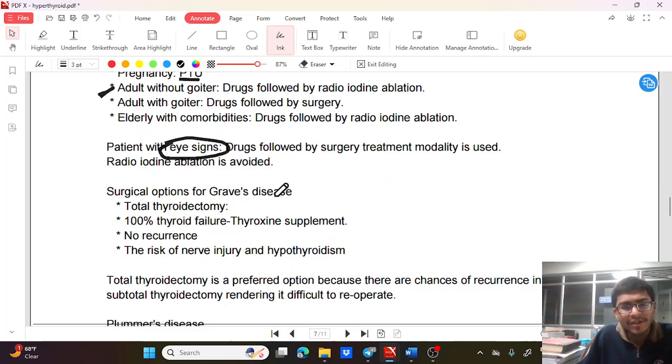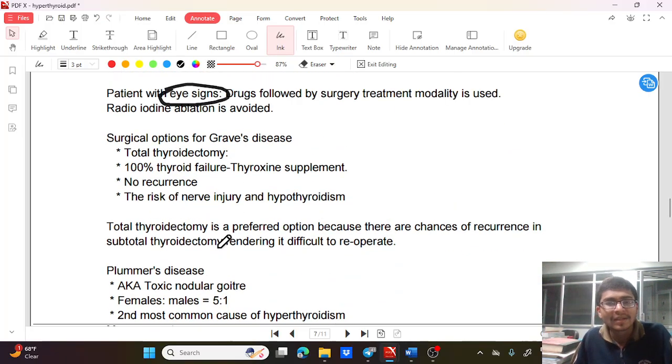So what surgery do we go for in Graves' disease? Generally we go for total thyroidectomy, although subtotal or near total thyroidectomy is also possible and used sometimes. But with total thyroidectomy there is less chance of recurrence, whereas in subtotal or near total thyroidectomy the chances of recurrence are more, and therefore it is avoided. After total thyroidectomy there will be thyroid failure, so we'll have to give thyroxine supplements. Also there will be risk of nerve injury and hypothyroidism after both total or subtotal thyroidectomy. To prevent recurrence we generally go for total thyroidectomy, as after subtotal thyroidectomy, if there is a recurrence, it is very difficult to reoperate. So this was all about Graves' disease and its management.